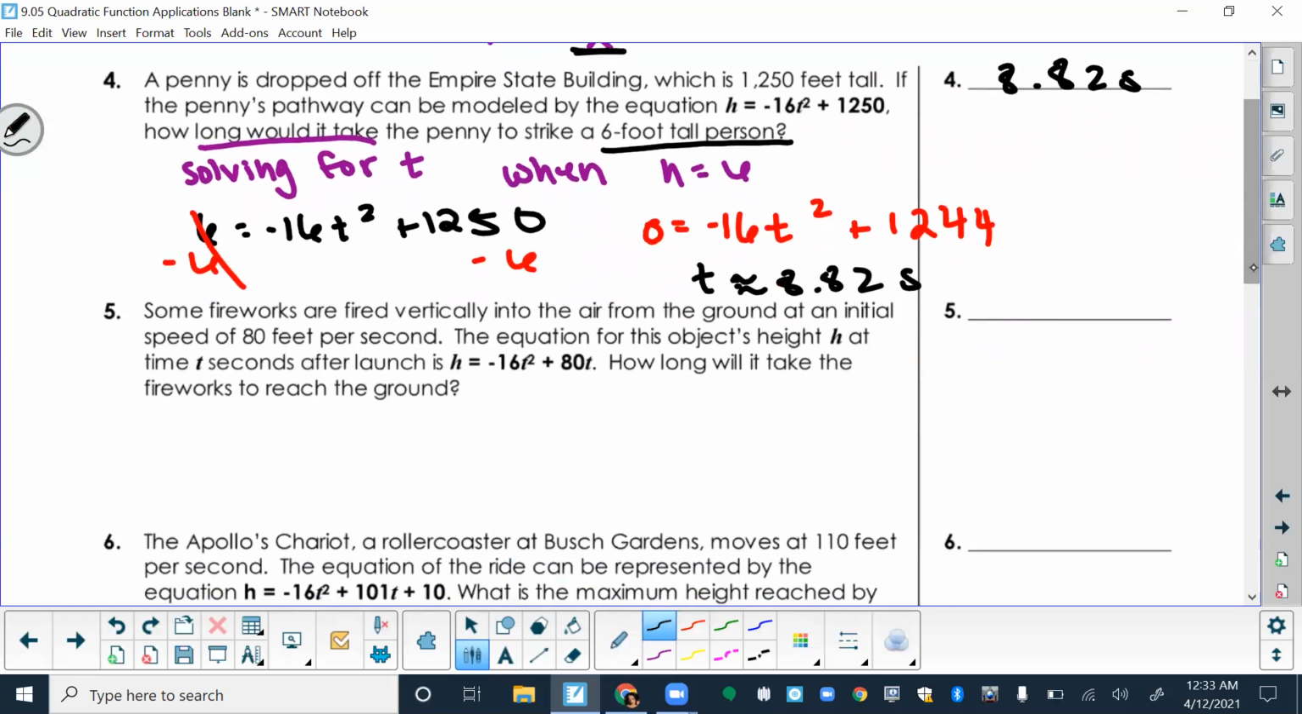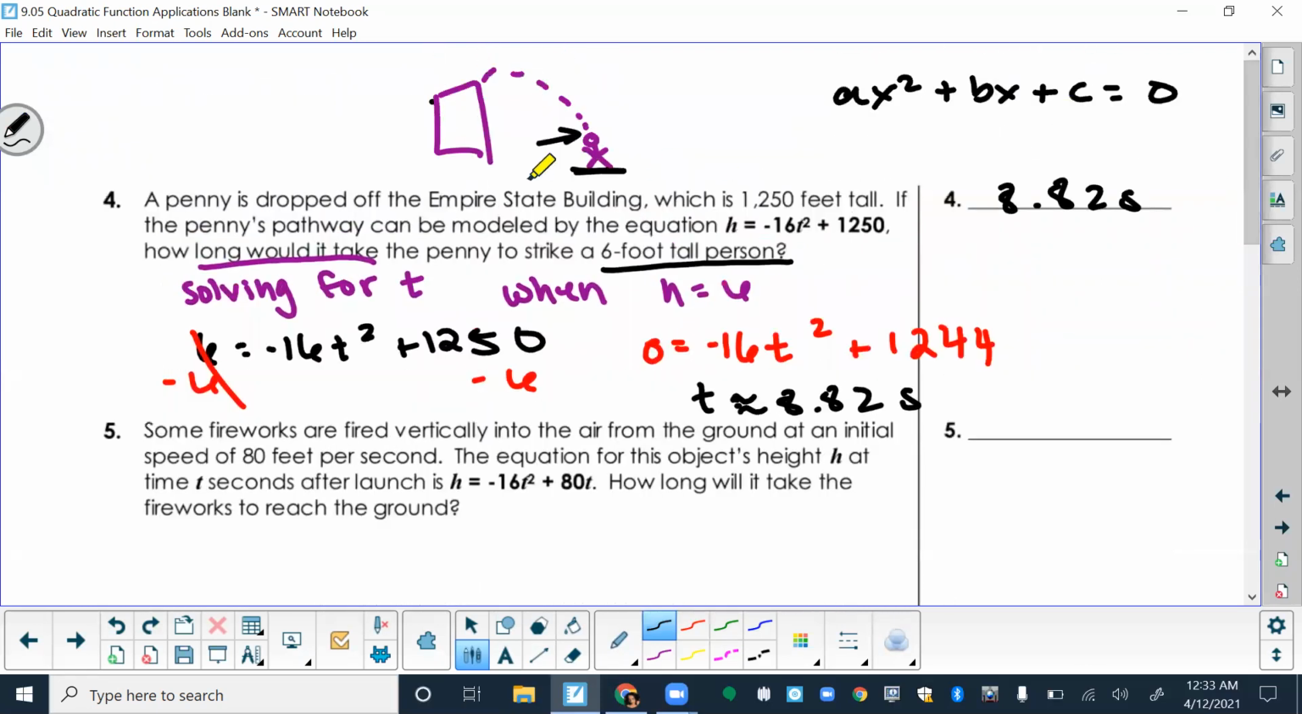All right, so just do the best you can to reason with what it's asking for. Is it asking for this part of the graph or this part of the graph? Then set up your problem and then solve like you normally would, like we have been in class. You can use Desmos, you can use the quadratic formula, you can do it by factoring.